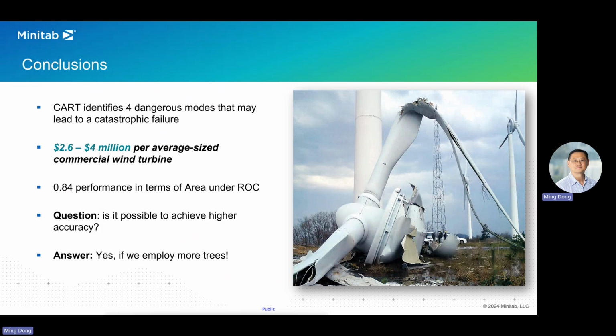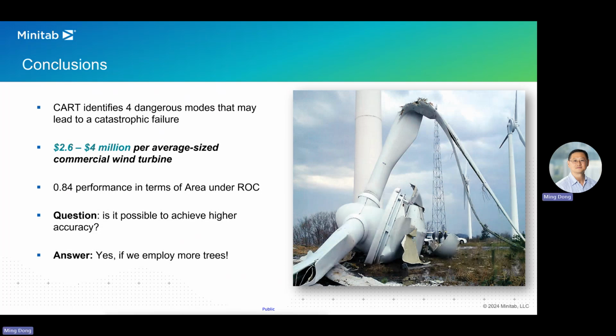Because we're talking about a big wind turbine, which costs about 2.4 to 4 million, very, very expensive. So if we can identify the chances of failure, you can save a lot. We can try to fix it instead of seeing it fail. Talking about the model performance, based on the model, 84% of failures we can accurately predict. Based on ROC, 84% we can predict.